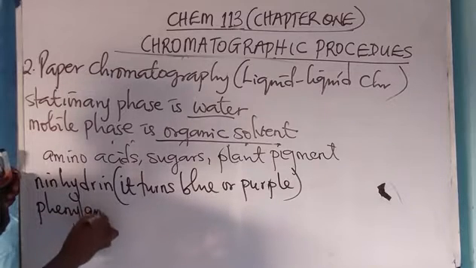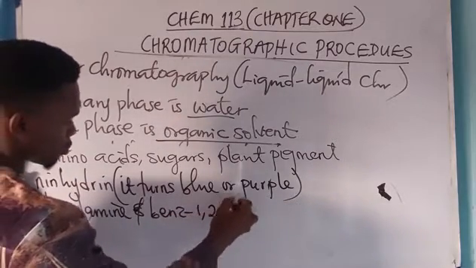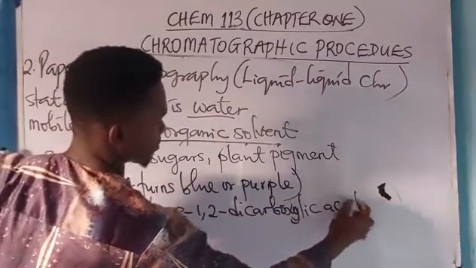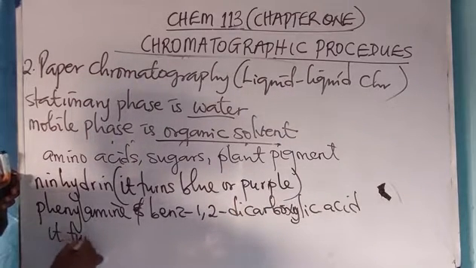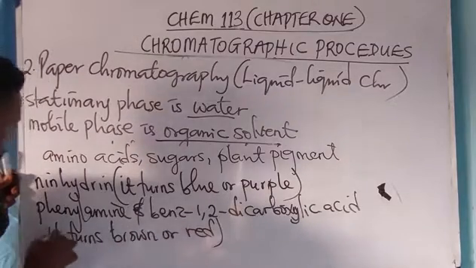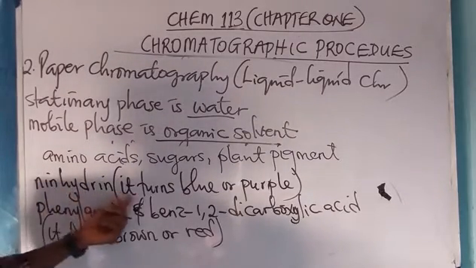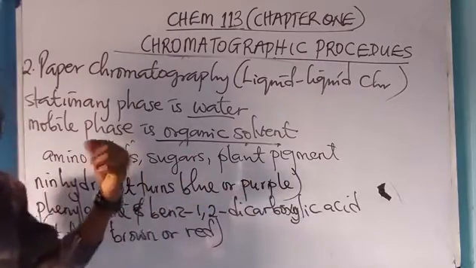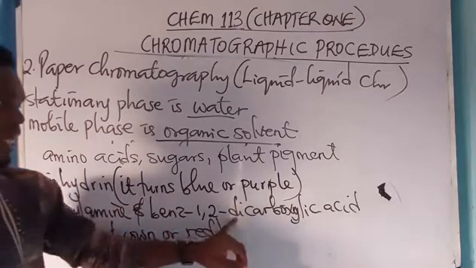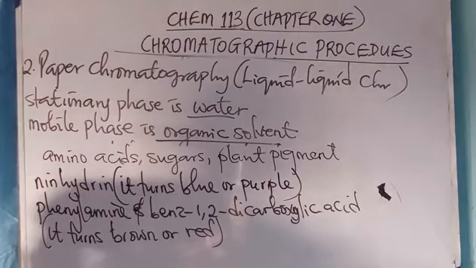But when sugars are tested with phenylamine and benzene-1,2-dicarboxylic acid, it turns brown or red. Please take note of this color change. When amino acid is tested with ninhydrin, it turns blue or purple. But when sugar is tested with phenylamine and benzene-1,2-dicarboxylic acid, it turns brown or what? Red. Please take note of that. It is very, very important.